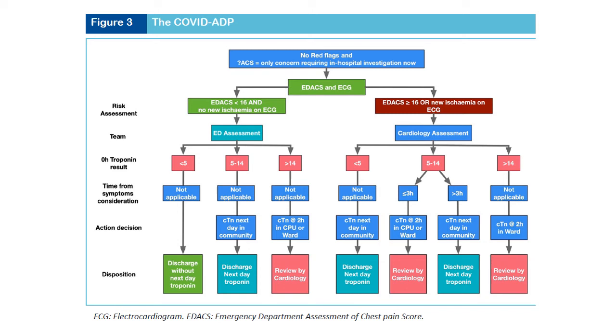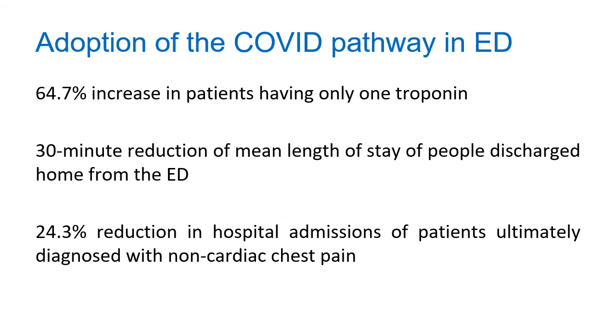So this is the COVID-19 ADP pathway. And with adoption of this, even compared with our previous ADP, we were able to show a significant increase in patients having only one troponin, a 30-minute reduction in the mean length of stay for people discharged home from the ED, and a nearly 25% reduction in hospital admissions of patients ultimately assigned as having non-cardiac chest pain.